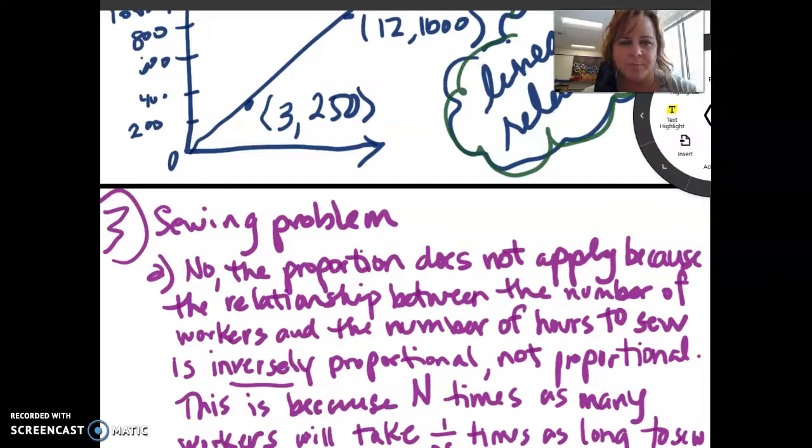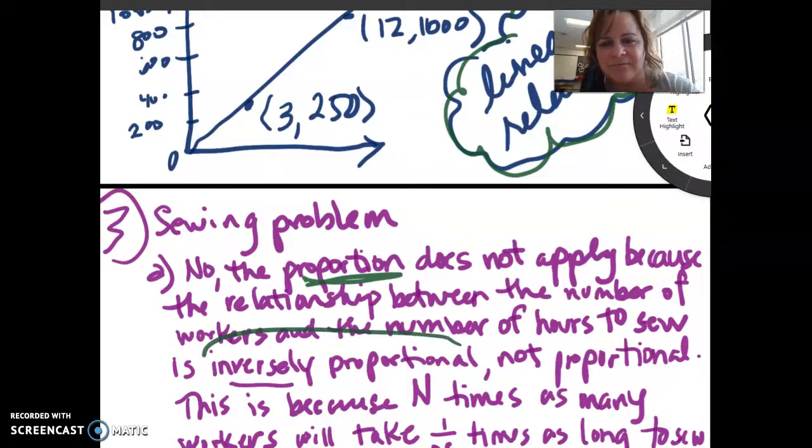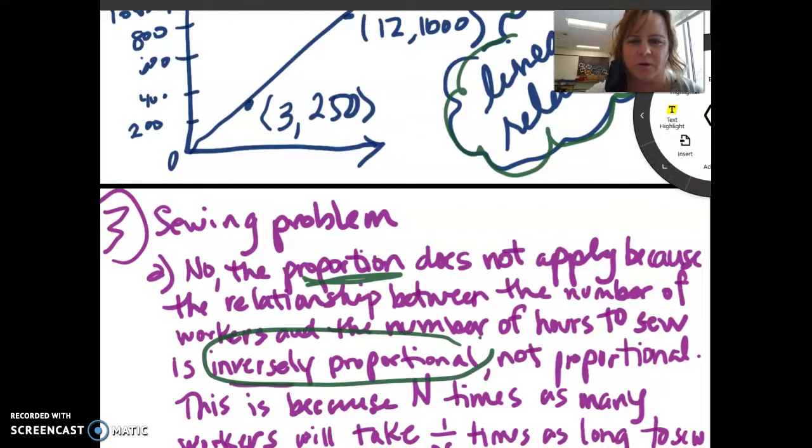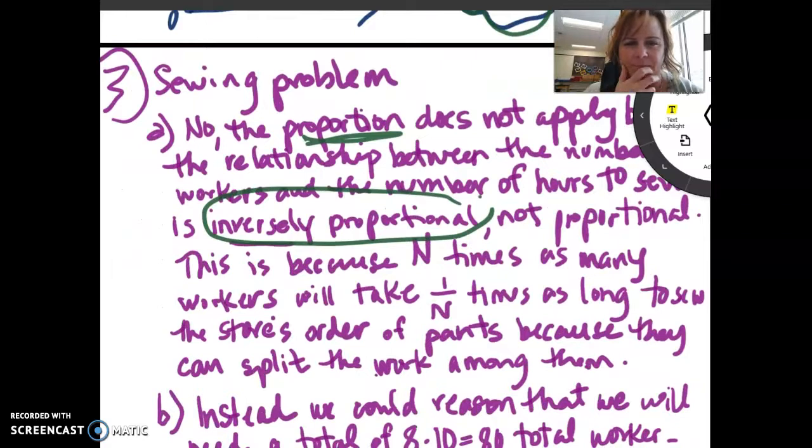So the proportion does not apply, because the relationship between the number of workers and the number of hours to sew, like I said, is inversely proportional. It's not proportional. This is because n times as many workers, so if it's 2 times as many workers, for example, it'll take half times as long, half as long, right? So 1 over n times as long. If there's 3 times as many workers, it'll take a third times as long to sew the store's order of pants because they can split the work among them.